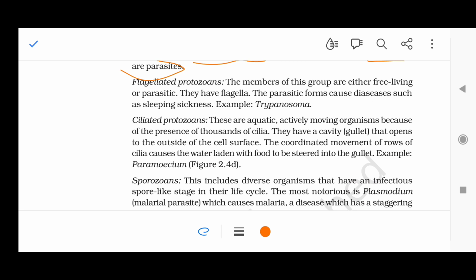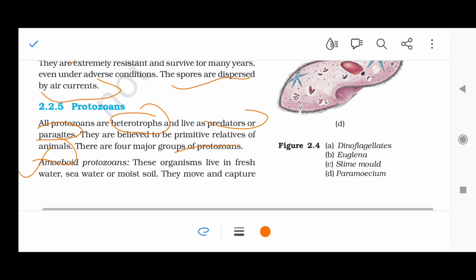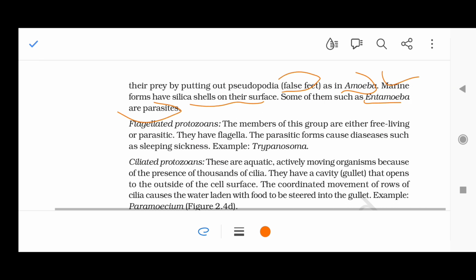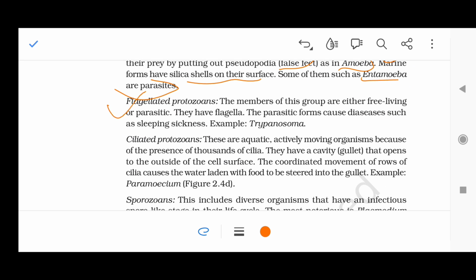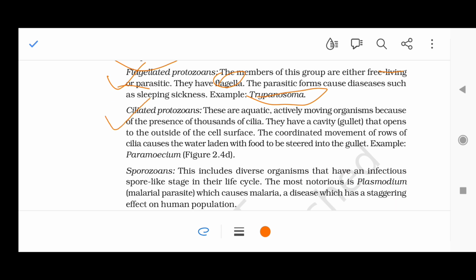The earlier group was non-flagellated, that is amoeboid protozoans. Now flagellated protozoans. The members of this group are either free living or parasitic. They have flagella. The parasitic forms cause diseases such as sleeping sickness. Example is the trypanosoma.